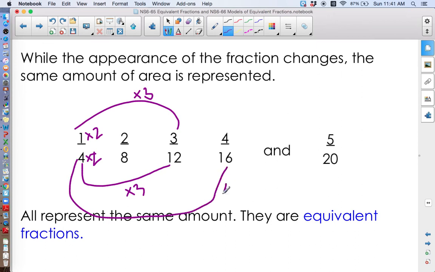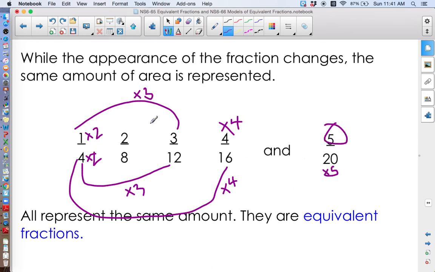Multiply by 4 to get 16. And 1 times 4 is 4. And finally, what are you multiplying by 4 to get 20? That's right, 5. And you've had to multiply 1 by 5 to get 5 as well.